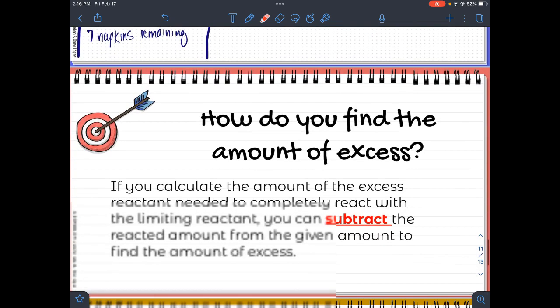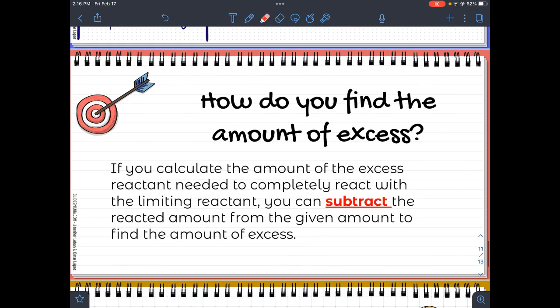All right, so here we go. If you calculate the amount of excess reactant needed or used to completely react with the limiting reactant, you can subtract the reacted amount from the given amount to find the amount of excess. So again, I like to summarize this: you take the amount that you have minus the amount that you used, and that's going to tell you the amount remaining.